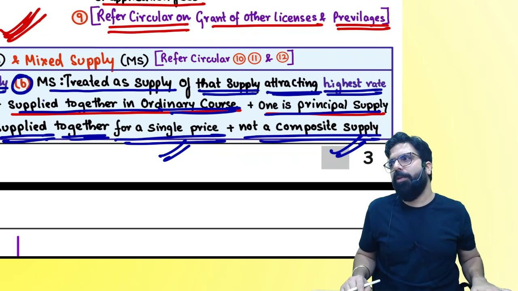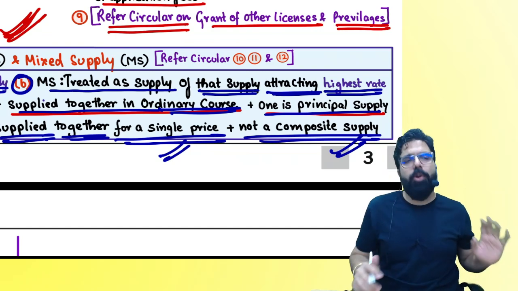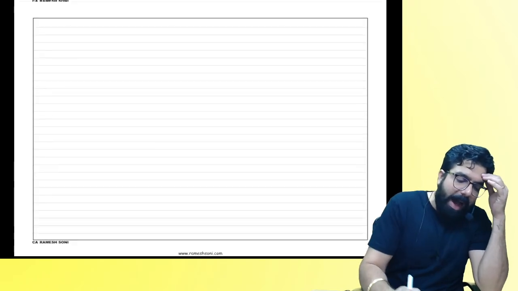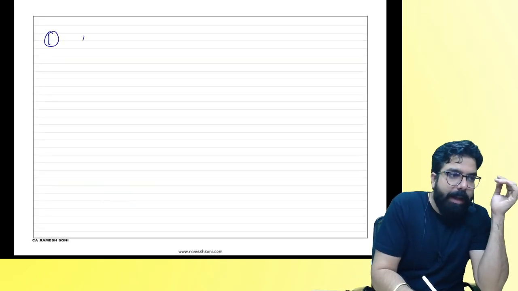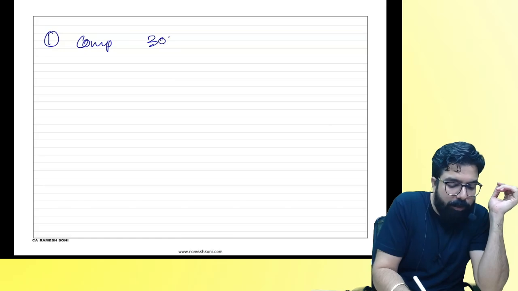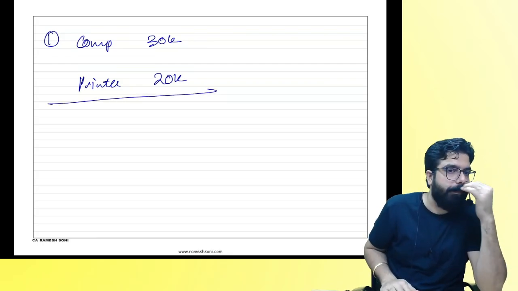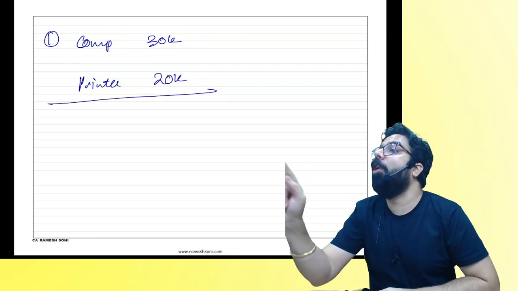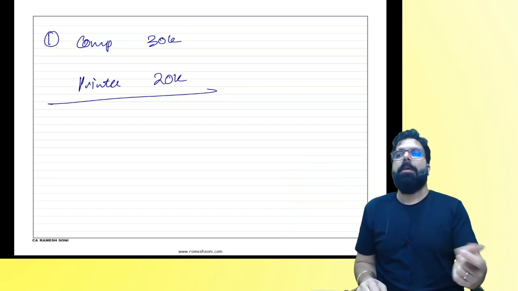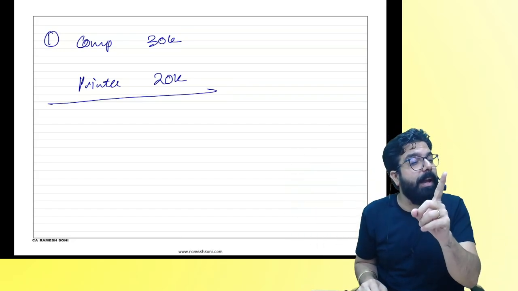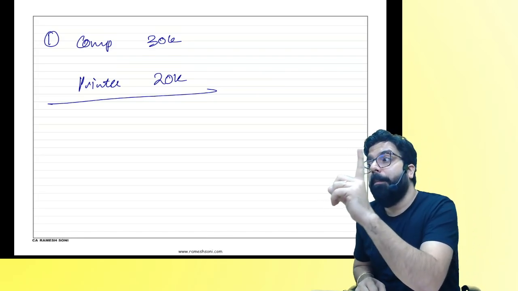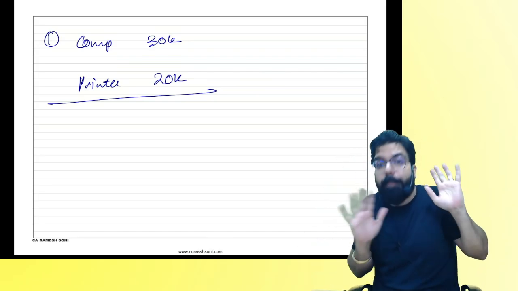Okay, can I ask you one question, everyone? I went to one shop. He gave me a computer for 30,000. He gave me a printer for 20,000 rupees. Can you tell me composite or mixed? Neither composite nor mixed. For composite there should be a single price. So it is separate supply.